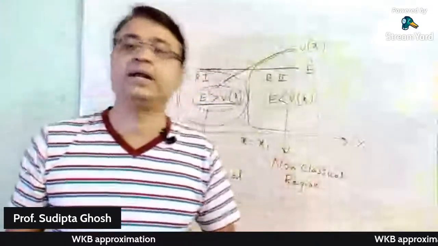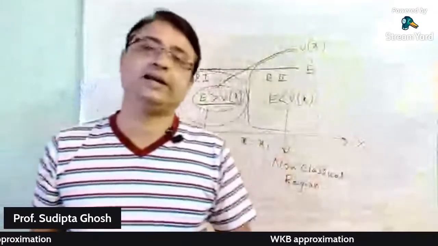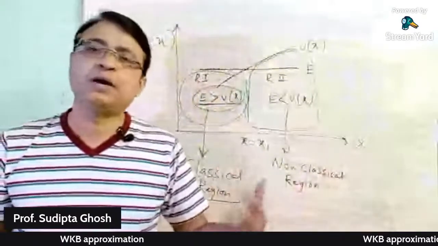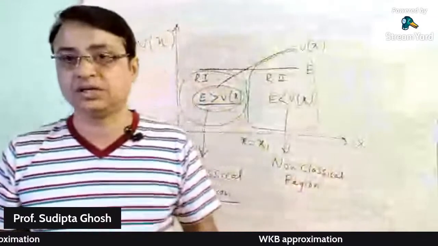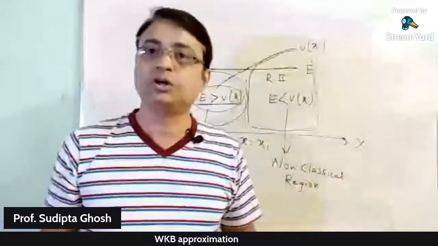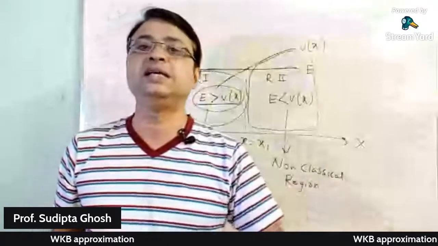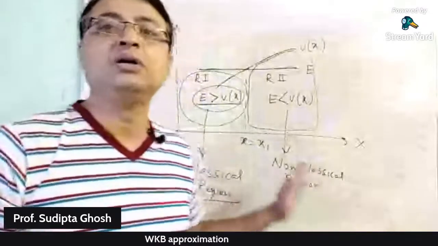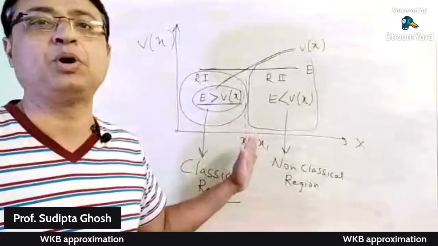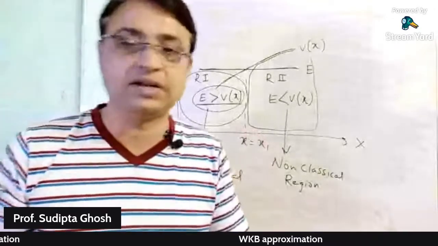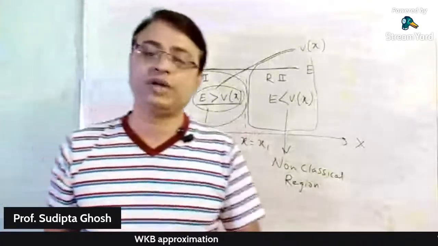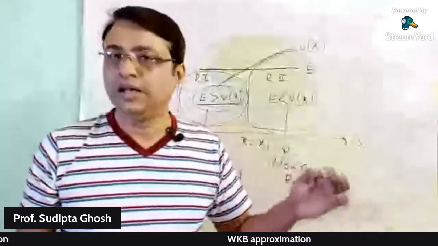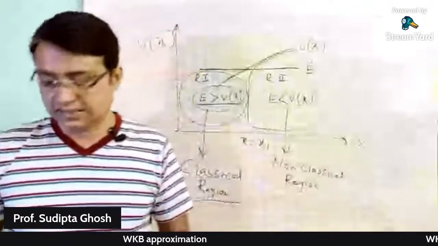Now in quantum mechanics, we have discussed in our BSc classes as well that if a particle has an energy less than the potential of the region, it can still move. So the region in which E is less than Vx is actually a non-classical region. And this is the point of interest: at x equals x1, E and Vx are equal. So this is the classical turning point.